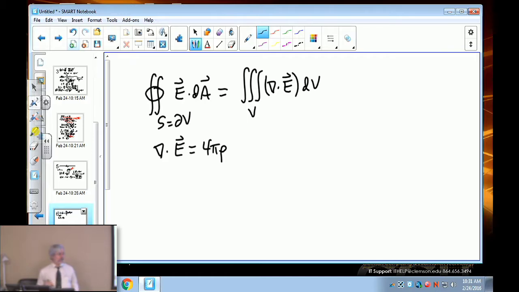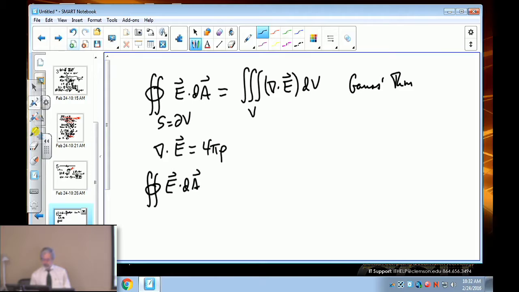It says that the divergence of the electric field is proportional to the charge enclosed. So if we substitute, this is Gauss's theorem, which is a mathematical theorem holding for any vector field E, but now we're going to make it an electric field, which is diverging around a charge density. We put that in there, and we find then that the flux of the electric field is now 4 pi times the integral of rho dV.